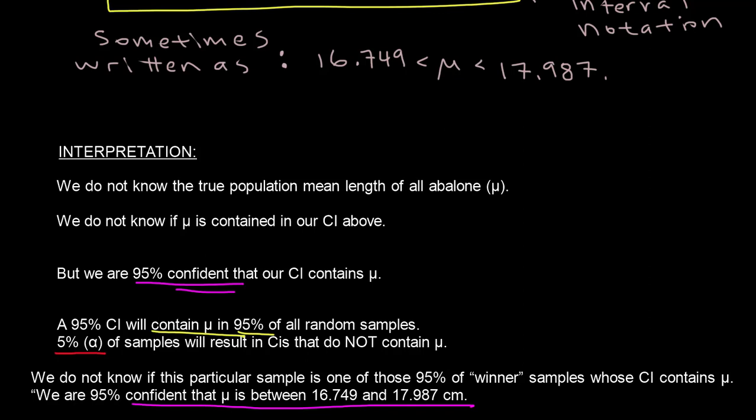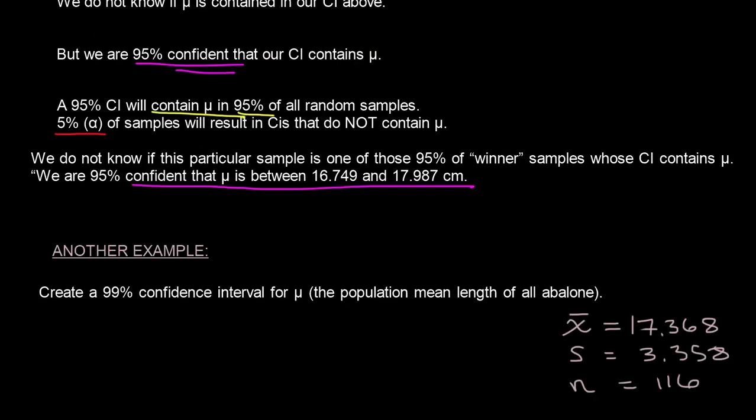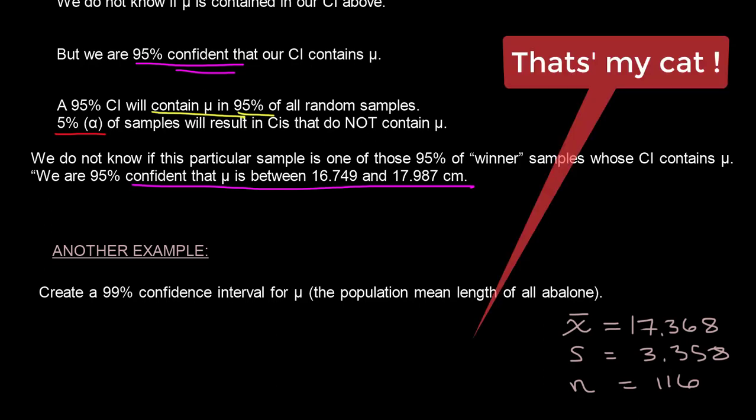We're going to pick up where we left off from the previous video and look at another example utilizing this same data set. This is still 116 length measurements from abalone. The sample statistics are all the same. About 17.368 centimeters was the average abalone length. The standard deviation was 3.3 or so, and these are all in centimeters.